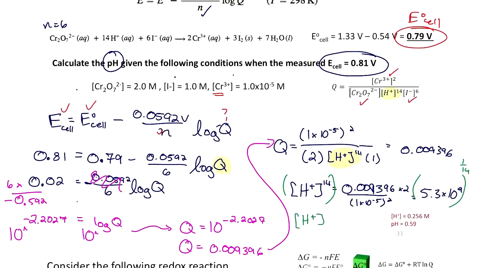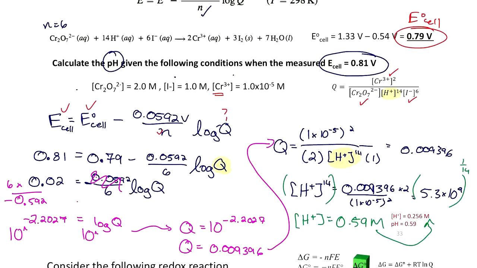So if you do 5.3 times 10 to the negative 9 to the exponent 1 over 14, you get that the H plus concentration is 0.59 molarity. And then if you take the pH of that, you get that the pH is less than 1, it's 0.59. So it's quite acidic, quite acidic.